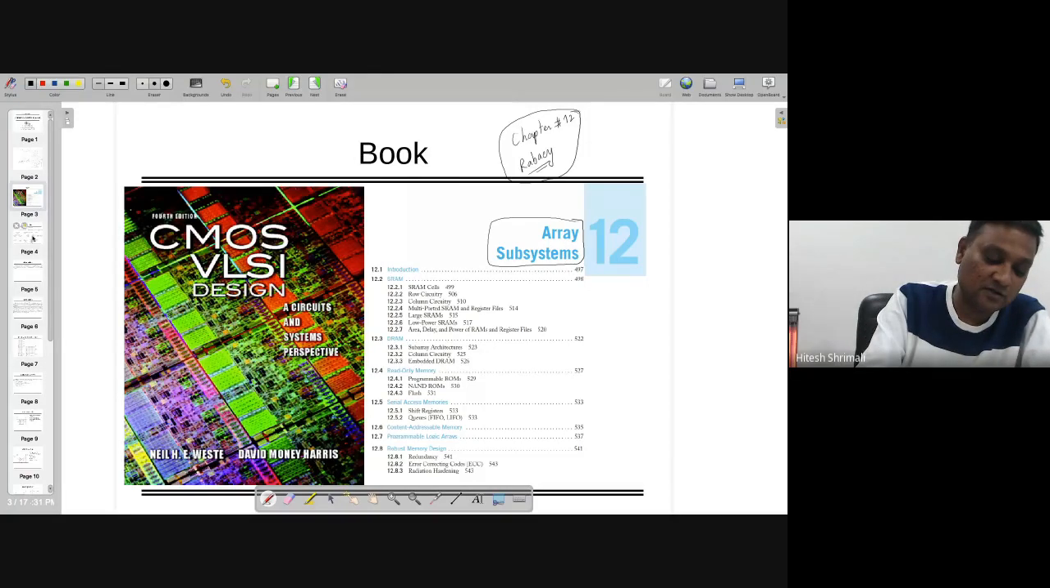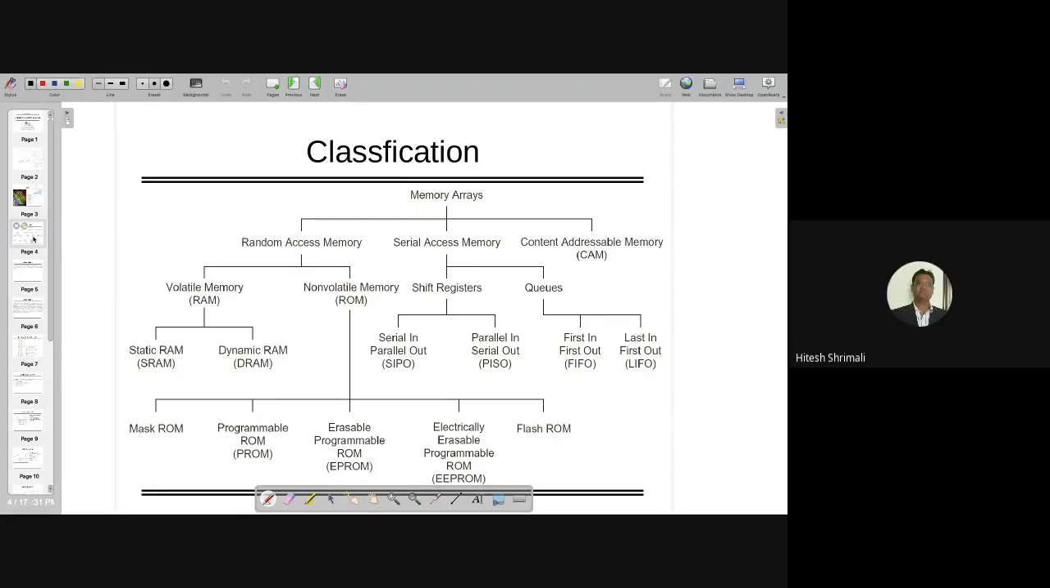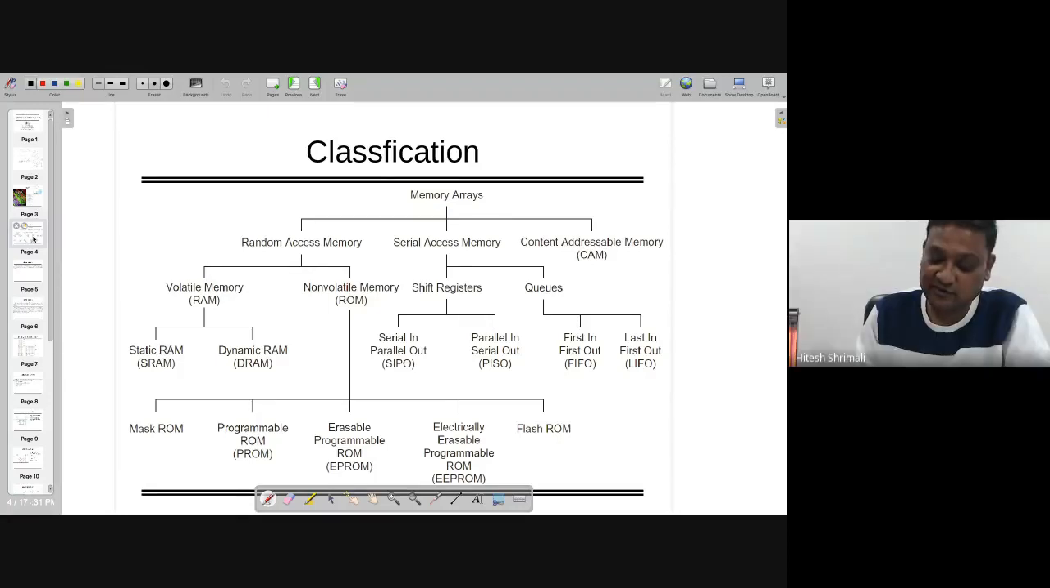So let's start with the memories. In memory arrays, you might have studied all these things, but I'm just rephrasing. There are mainly three kinds of memories. One is called random access memory, RAM. One is called serial access memory, and one is called content accessible memory, or CAM. By the way, under the RAM, there are two kinds of memories, volatile and non-volatile.